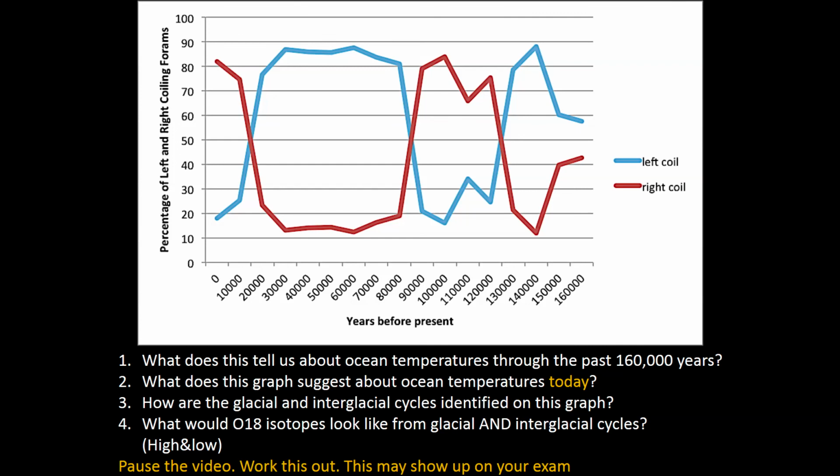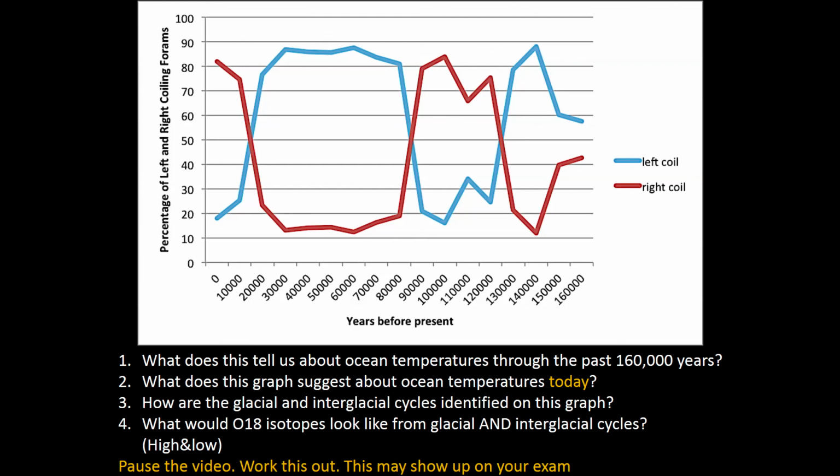All right, so hopefully you have now unpaused the video. All right, hopefully you've answered these 4 questions. What does this tell us about ocean temperatures throughout the past 160,000 years? Are they stable? What does this graph suggest about ocean temperatures today? Warmer or cooler?